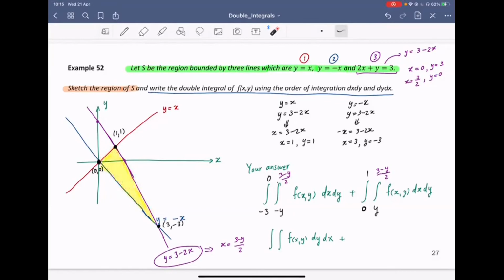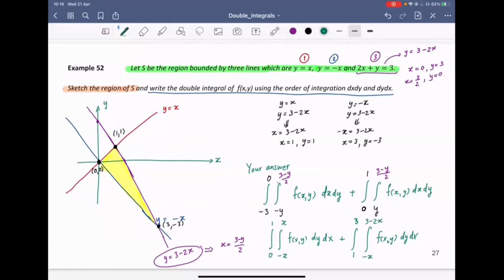Well, again, no choice. You have to split the integral because from 0 to 1, you're gonna start from the blue one to the red one. And then from 1 to 3, you're gonna start from the blue one to the purple one. So that means from x 0 to 1, you're gonna do one thing, and then from 1 to 3, you're gonna do another thing. So from 0 to 1, you start from the blue one, which is -x, and then you go to the red one, which is x. And then from 1 to 3, you start from -x, and then you go to 3 minus 2x.